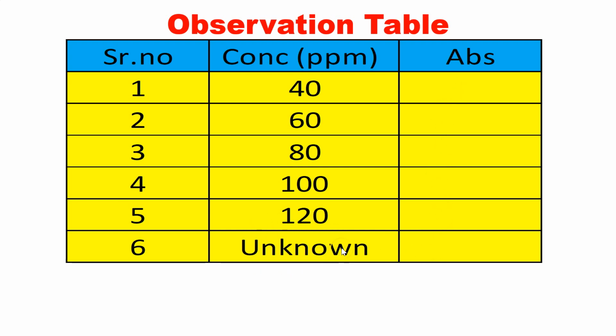And the sixth one is unknown. Unknown means that is the sample for which we are determining the concentration. We will see this calculation in Excel. First, I will let you know how this becomes 40 ppm.